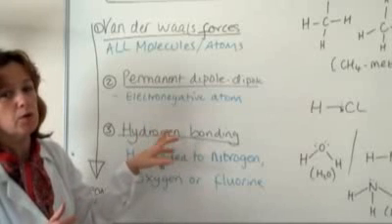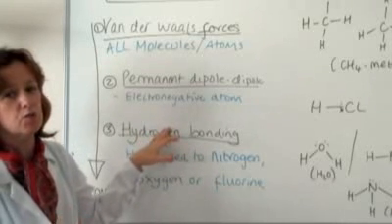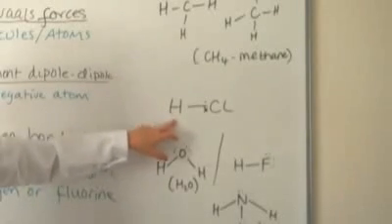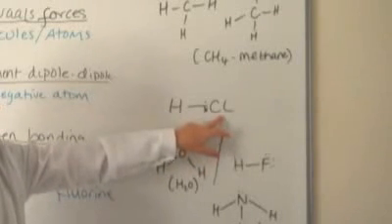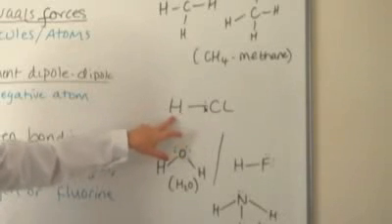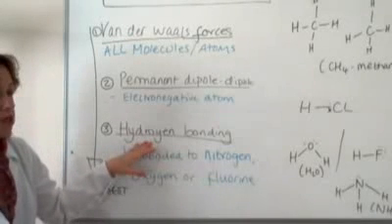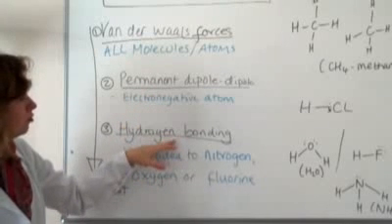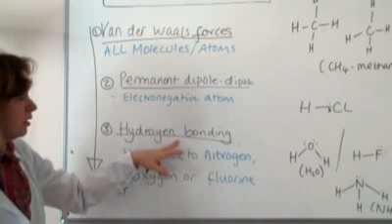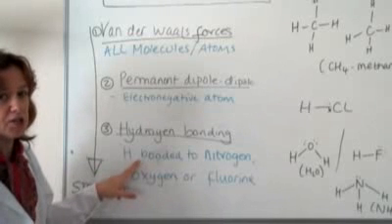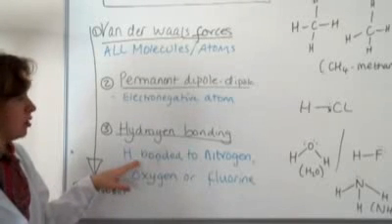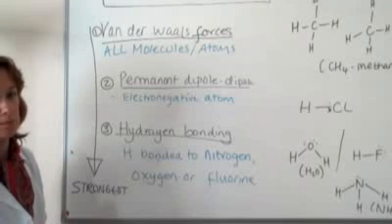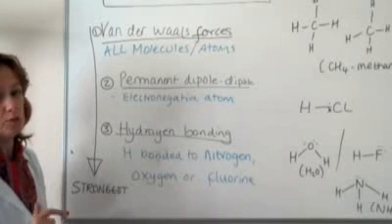Permanent dipole-dipole, you need to have an atom which is more electronegative than another. A beautiful example is hydrogen chloride, where the chlorine, as you should know, is more electronegative than the hydrogen. Hydrogen bonding is a special type of permanent dipole-dipole. The criteria to have hydrogen bonding is having a hydrogen atom that is directly bonded to either a nitrogen atom, an oxygen atom, or a fluorine atom. If you don't have that criteria, you don't have hydrogen bonding.